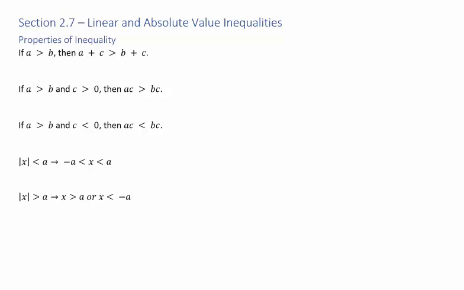In this next section, we're going to look at linear and absolute value inequalities. And before we start, let's take a look at some properties of inequality, which look a whole lot like some properties of equality. So the first one: if A is greater than B, then A plus C is greater than B plus C. A numerical example, let's say that 5 is greater than 2.